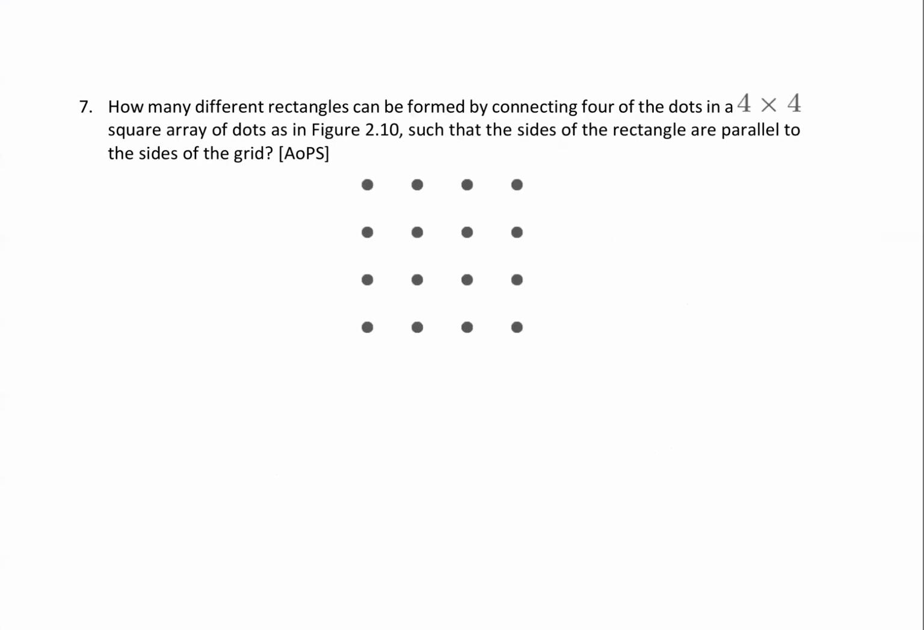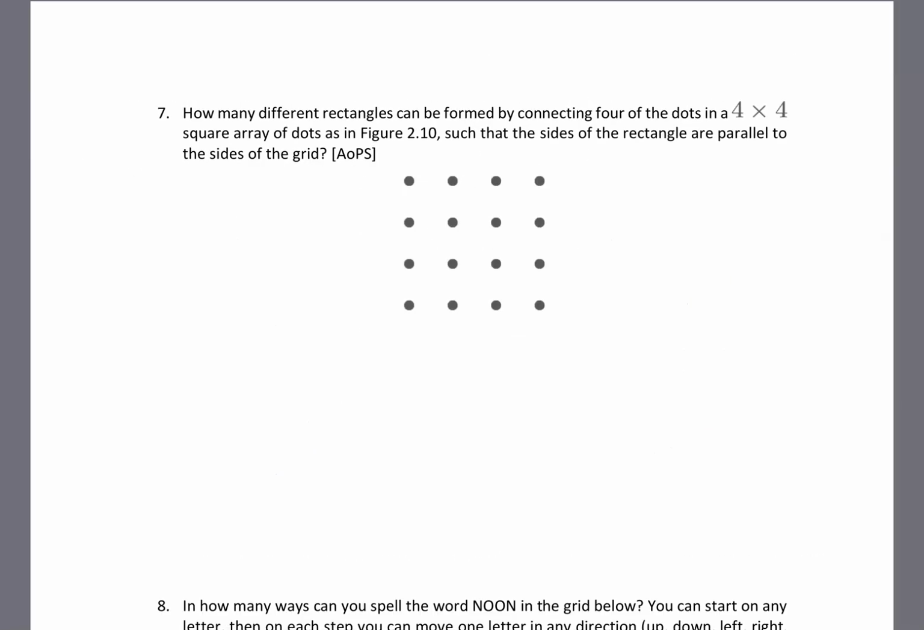So now we have a nice pretty diagram, and how many different rectangles can be formed by connecting 4 of the dots in a 4x4 square array of dots in the figure 2.10 such that the sides of the rectangle are parallel to the sides of the grid? And then I'll just give you a couple seconds to think about it while I answer some questions.